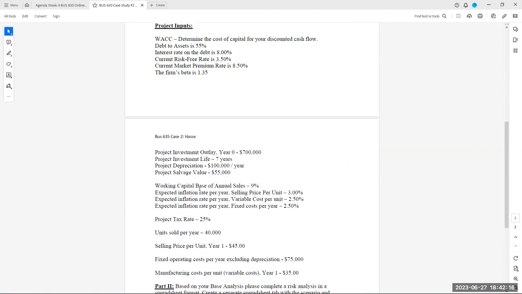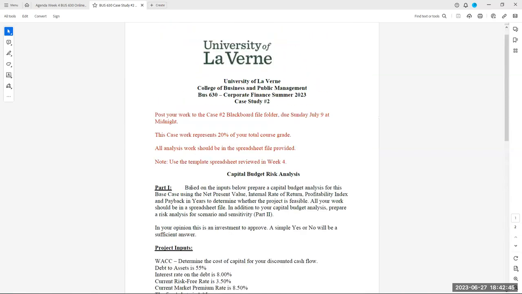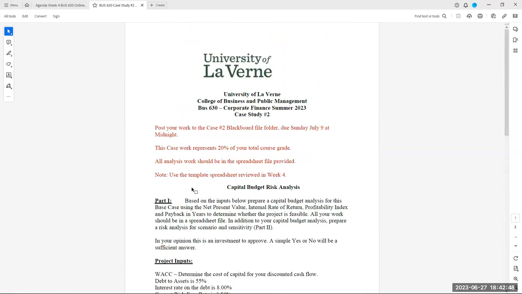Basically, it's an investment of $700,000 with a depreciable life or investment life of 7 years, and the variables associated with that investment: depreciation, salvage value, revenue, expenses, tax rate, all of that. You are to put together a capital budget analysis to determine whether this is a good investment or not. That's what we're working on in the next couple of weeks. So please download this now, get a look at it, download the template. Here's the template here.